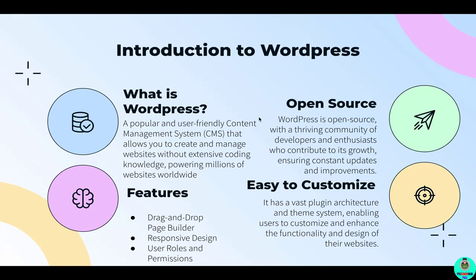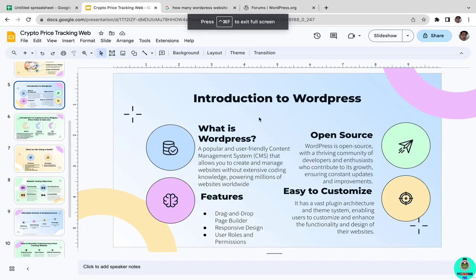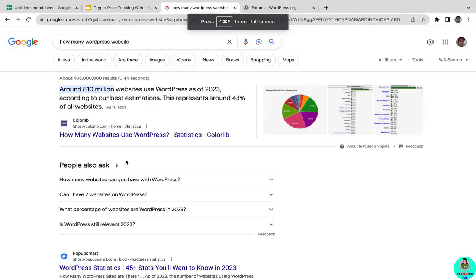Just to let you know, WordPress is basically an open source platform with a thriving community of developers and enthusiasts who contribute to its growth, sharing content updates and improvements. So for your information, there have been approximately 810 million websites built using WordPress, guys, and this is the data from 2023, right? So I'm pretty sure this is the latest data. So can you imagine 810 million websites that were built using WordPress, guys?